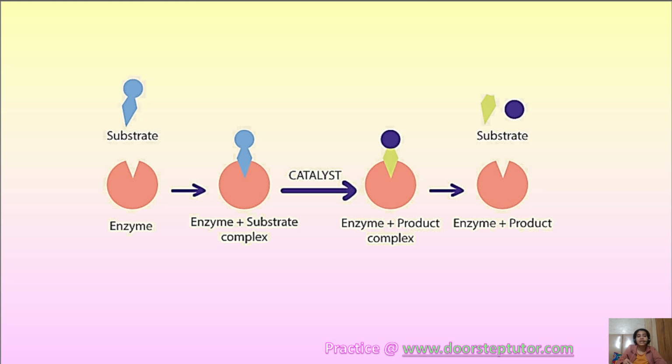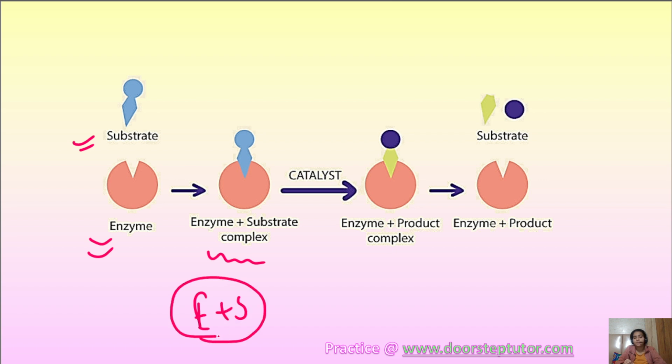So firstly, in this one we can easily see that the substrate is there and the enzyme is there. After this, substrate and enzyme complex formation takes place. Here we can write this as E plus S complex, that is enzyme plus substrate complex, and after this they convert the substrate into the product. That is, the formation will be E plus P complex. Later on, the enzyme part is separated and the substrate is converted into the product.